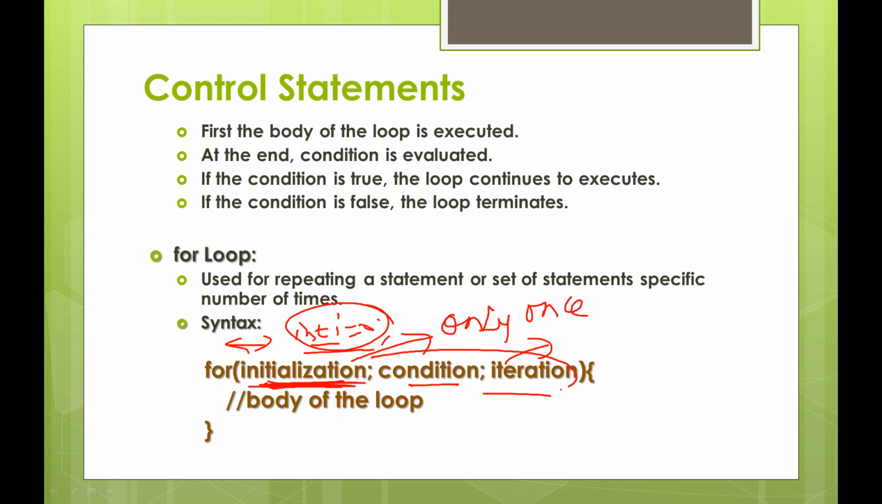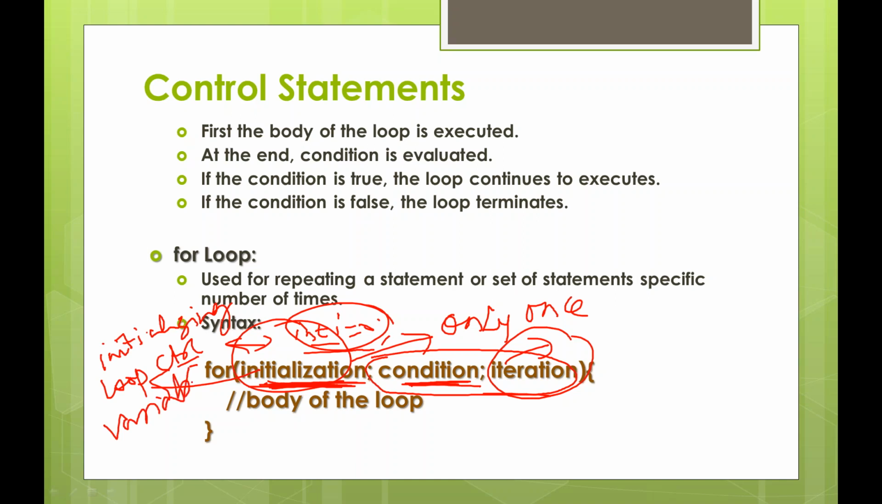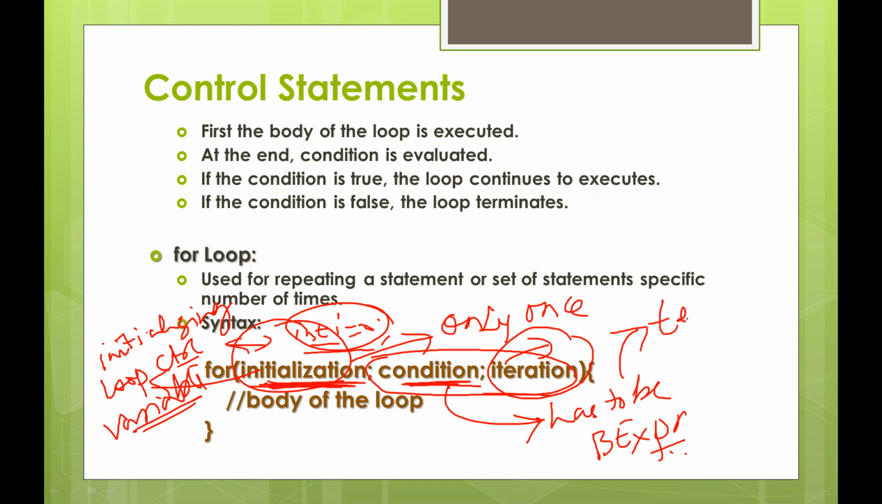Then the whole loop is controlled with these two statements, the condition and the iteration. Once the initialization is done, the condition is tested. This is for initializing the loop control variable. This condition also has to be a Boolean expression. Here we test the loop control variable with a specific value.